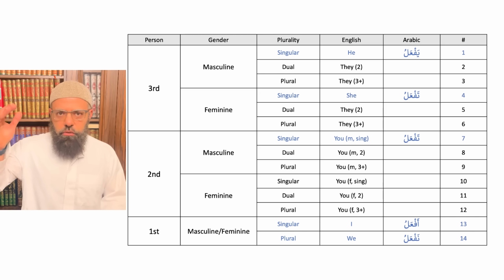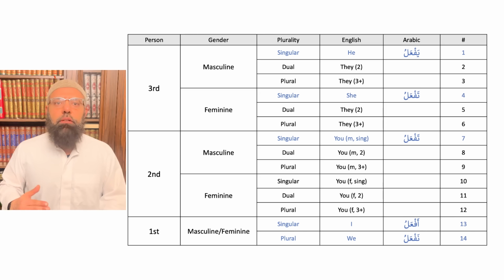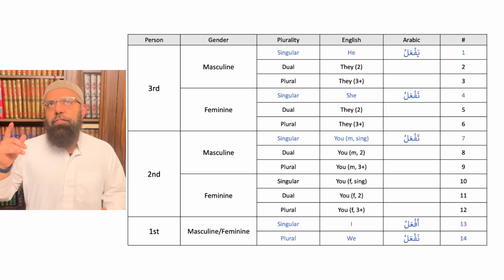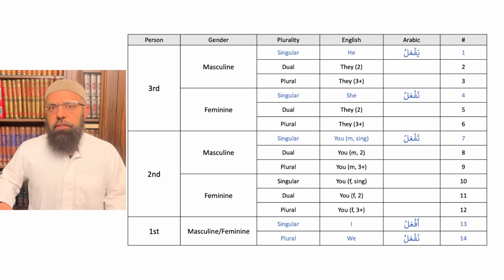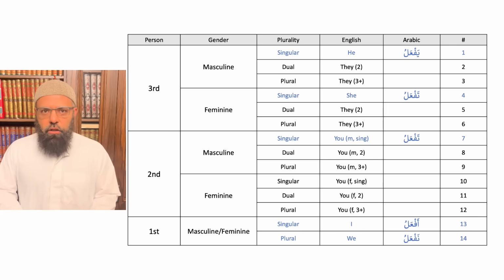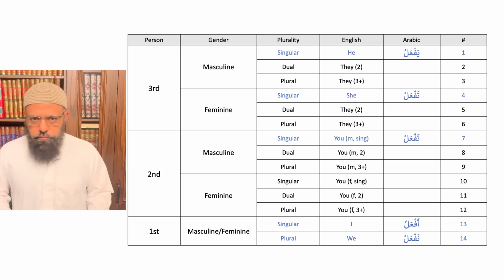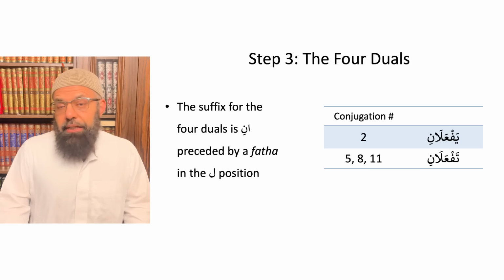Okay, so yaf'alu, taf'alu, taf'alu, af'alu, naf'alu. So be able to do that. Yaf'alu, skip 2, taf'alu, skip 2, taf'alu, and then 13, 14 would be af'alu, naf'alu. Okay, so the 5 singulars are out of the way. The next group of conjugations that we'll tackle is the 4 duals. And when we say 4 duals, we literally mean 4 duals.